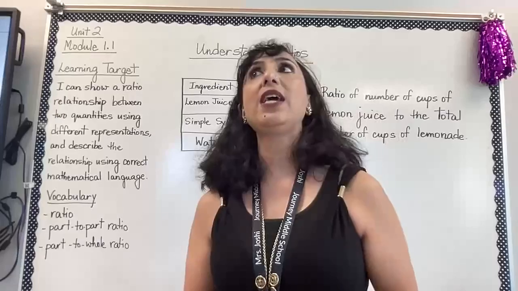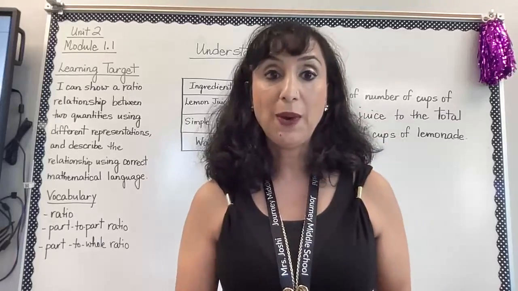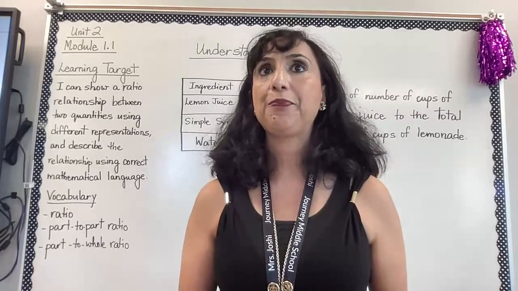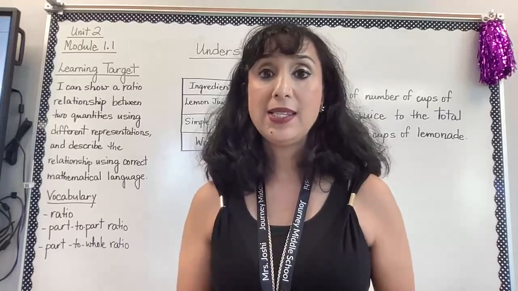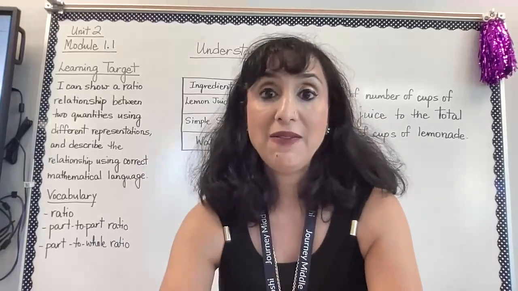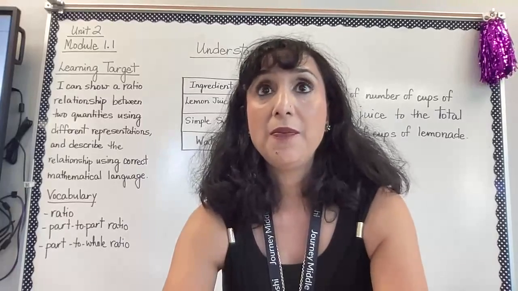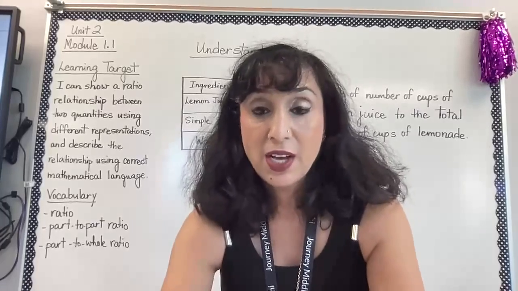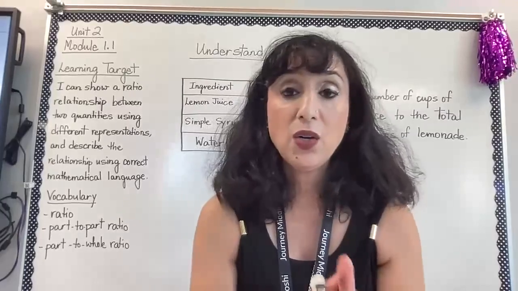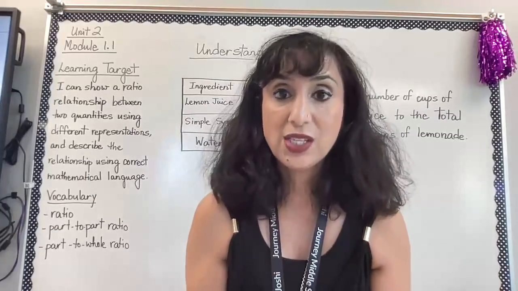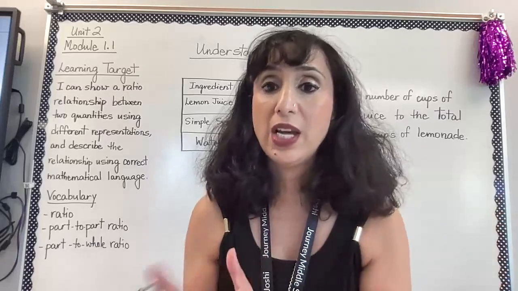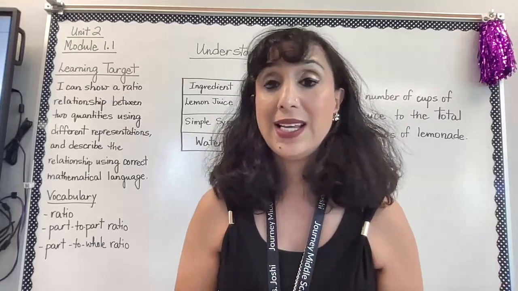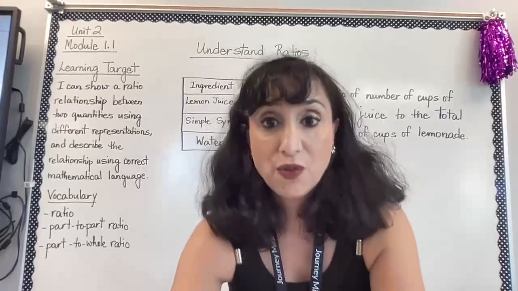So let's go more in depth into what a part to part and a part to whole ratio is. I'm just going to give you a quick example of part to part. Let's say, how many students do I have in this classroom who have blue eyes compared to students who have brown eyes? Now that does not include all the students in the classroom. It just includes one portion to another portion of students in the classroom. So blue eyes to brown eyes, and that is an example of a part to part ratio.